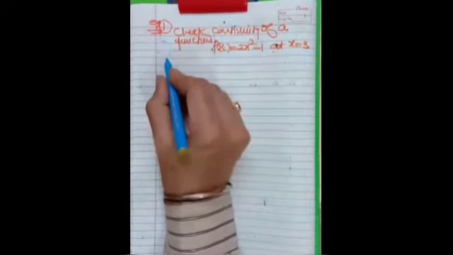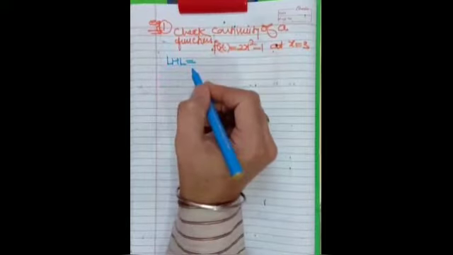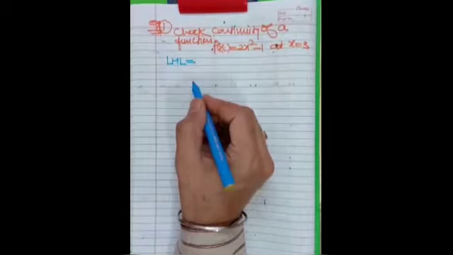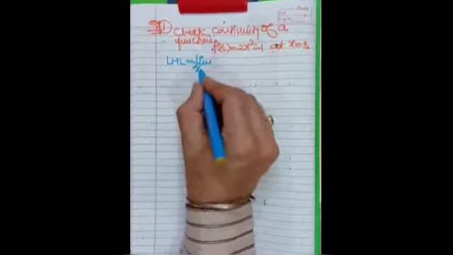How can we check the continuity? Our requirement is to check the continuity without plotting this graph at x is equal to 3, whether the function is continuous or discontinuous, means is there any break or not. How can we check it?